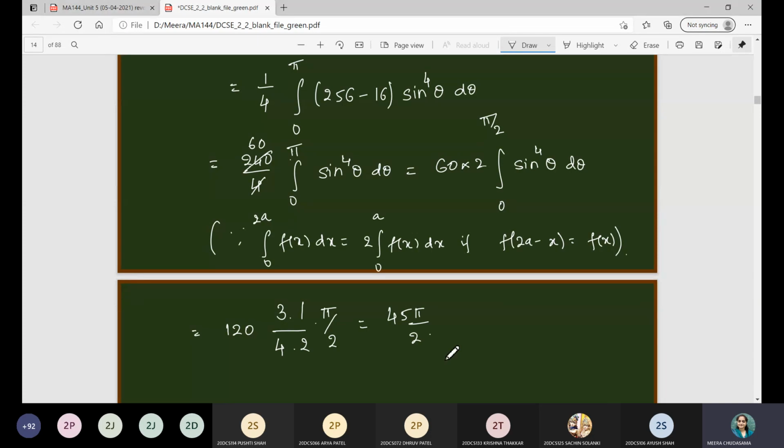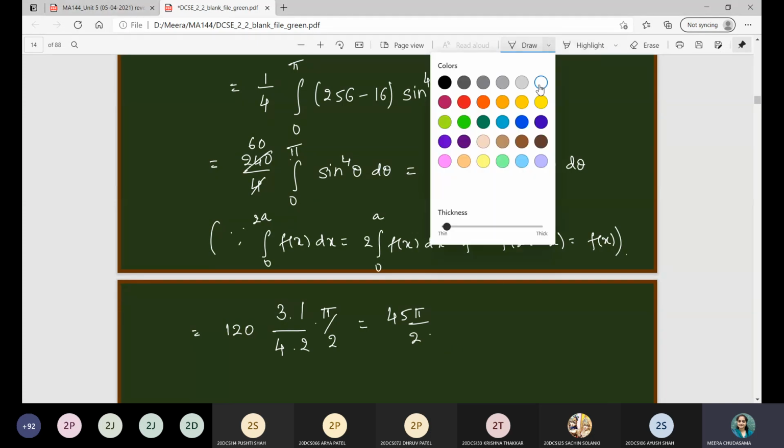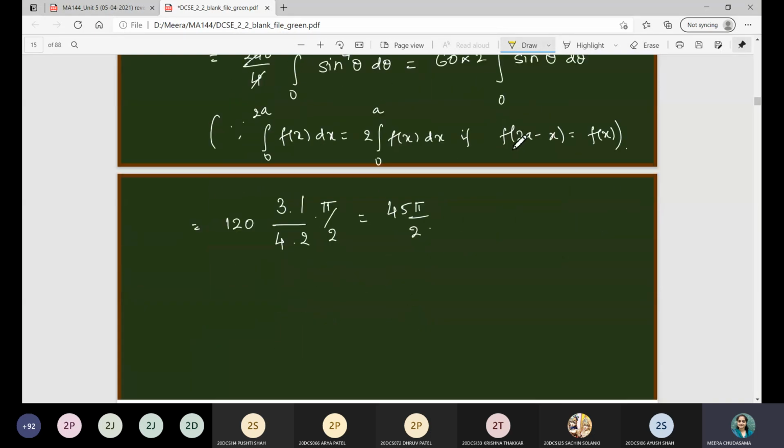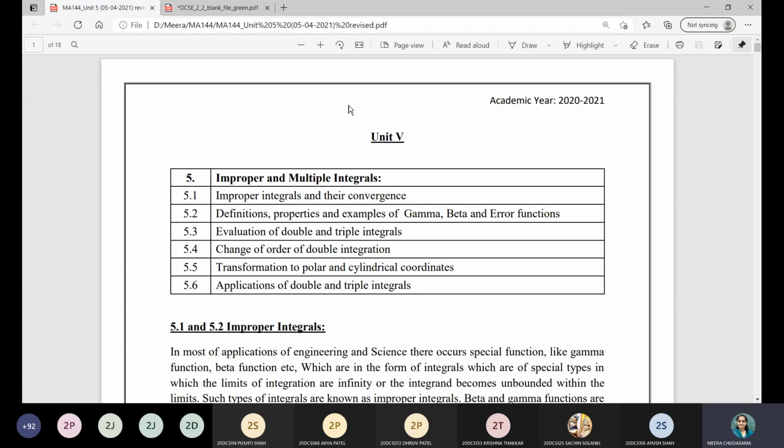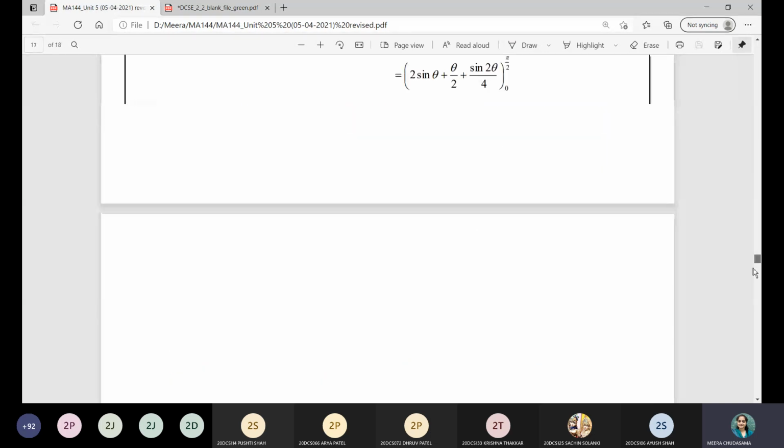Fine. So let us do one more example based on this one. I am going to give it to you, and you have to solve it. If you are not getting it, I will solve it for you.